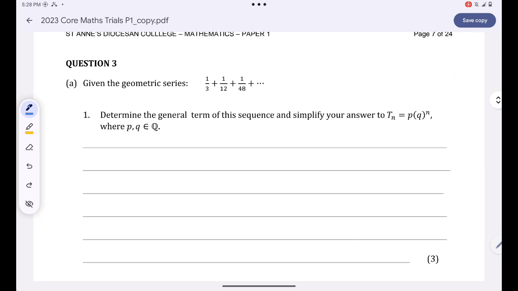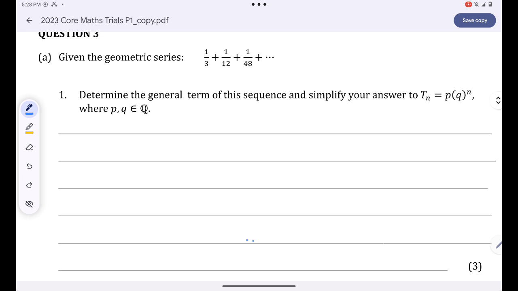Okay, we are given a geometric series. We are supposed to determine the general term of this sequence and simplify your answer into Tn is equal to P multiplied by Q to the power n, where both P and Q are rational numbers.